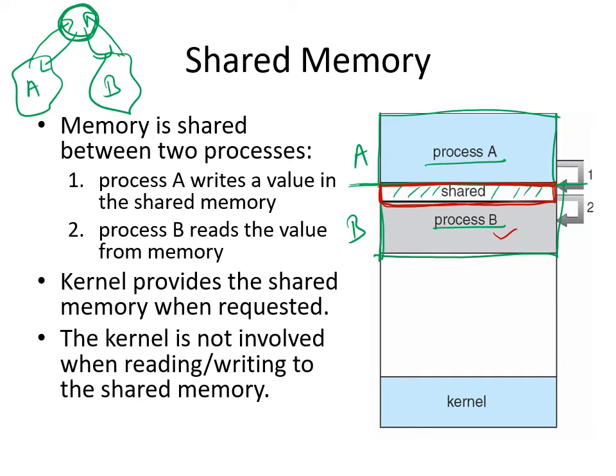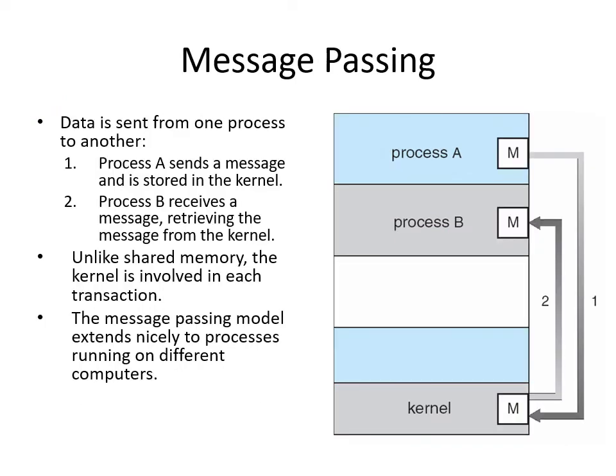The other important thing you should note here is once this shared memory region has been established, the kernel is no longer involved with the communication, with the interprocess communication here. The two cooperating processes, A and B in this case, are responsible for deciding the data that they exchange via this shared memory region. So that was shared memory.